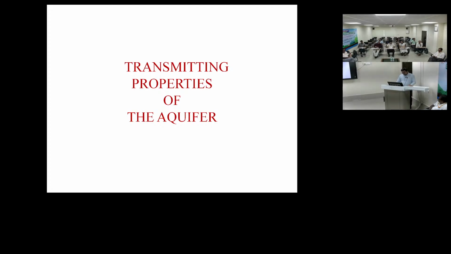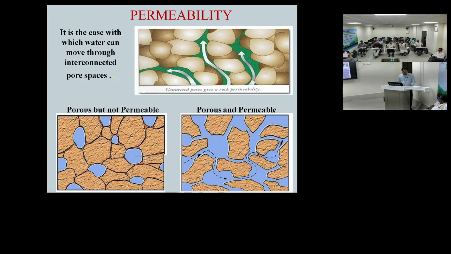Now, if you come to the transmitting properties of the aquifer, we know that since it is porous, water will hold in the interstices or the void spaces. To yield water to a well, it has to be permeable, meaning the pores have to be interconnected. So once we pump a well, the water passes through the interconnected spaces.